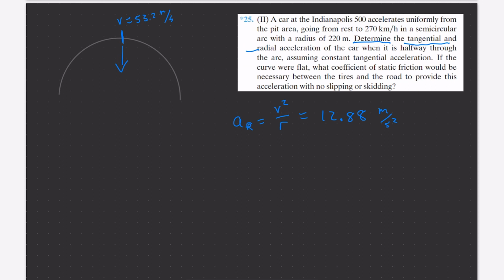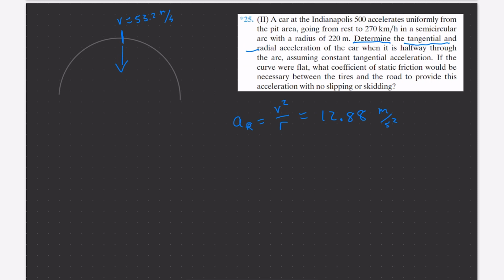All right, so back to the question. It says determine the tangential and radial acceleration of the car when it's halfway through the arc. We've done that, okay? The tangential acceleration is constant all the way through, so it's the same at any point, but the centripetal acceleration is going to be different at each point because the tangential velocity is increasing. So at the halfway point of the arc, we have a centripetal acceleration of 12.88.